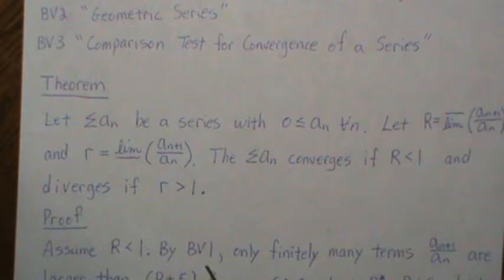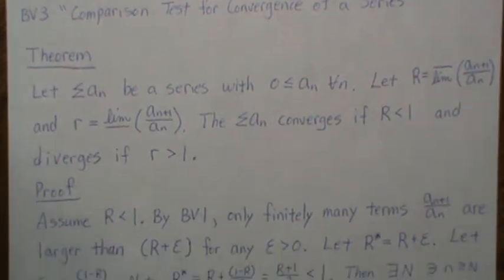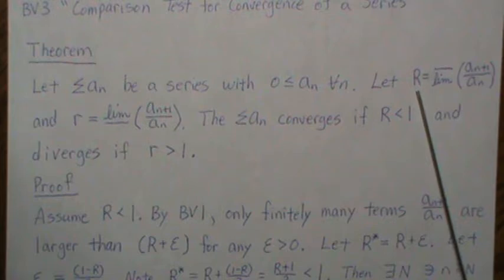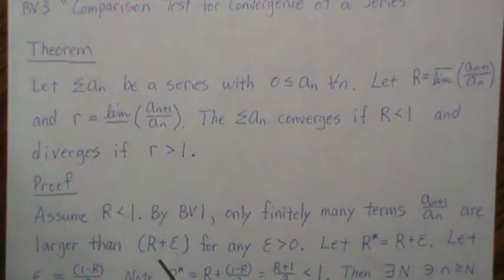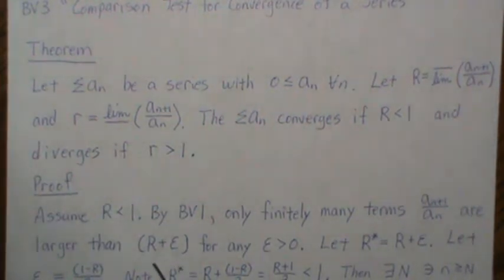Now by BV1, so background video 1, there are only finitely many terms of this ratio that are greater than R plus some very small number epsilon. This is for any epsilon. And this is how it's defined, because it's the supremum of all the accumulation points of this ratio. And so R is the largest accumulation point, and there's only finitely many more than this R. Otherwise, if there are infinitely many more, then it'd be another accumulation point, and then R would be that point because it's the limit supremum. So there's only finitely many more than this.